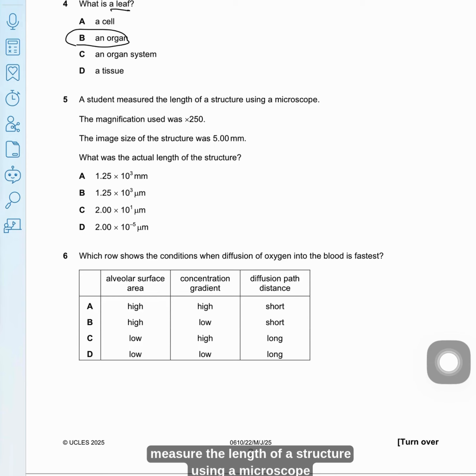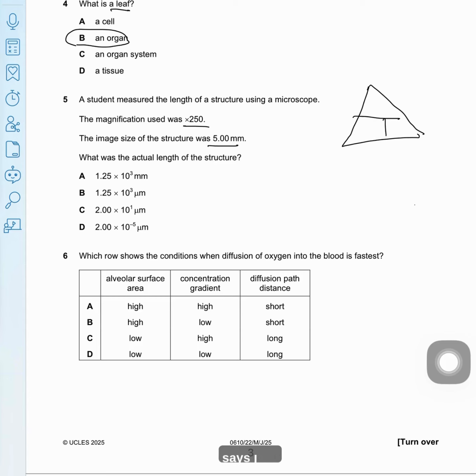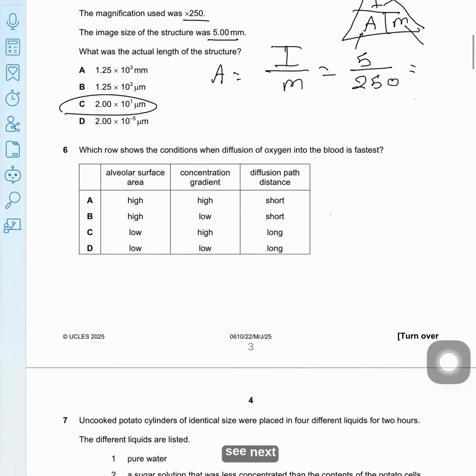A student measured the length of a structure using a microscope. Magnification was 250. The image size of the structure was 5.00 millimeters. What's the actual length? I do my table. The table says I, A, M: image length, actual size, magnification. He needs the actual size, so A equals I over M. So what's my answer? The I here is 5 over 250, equals what? Yes, C.